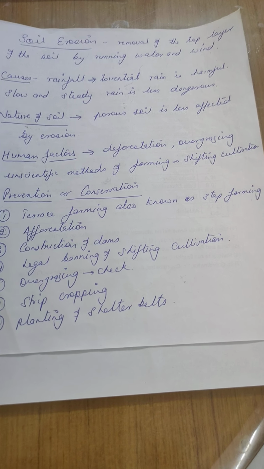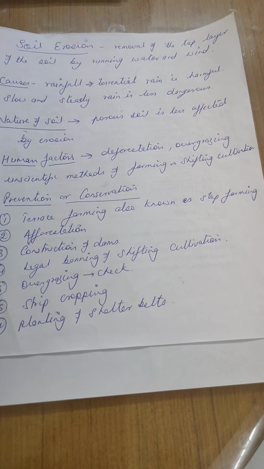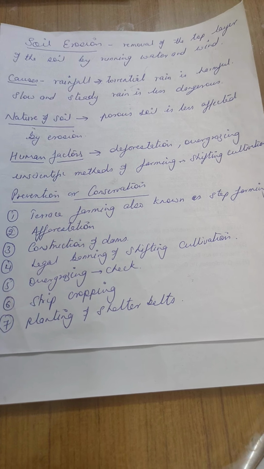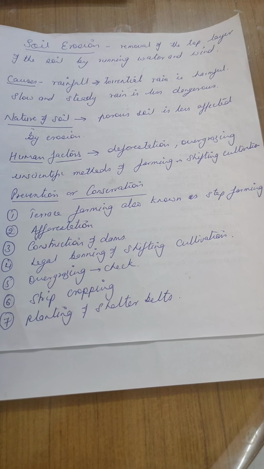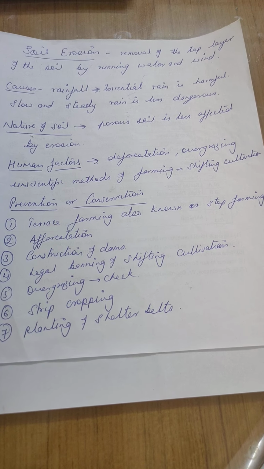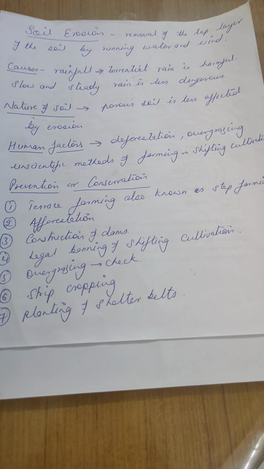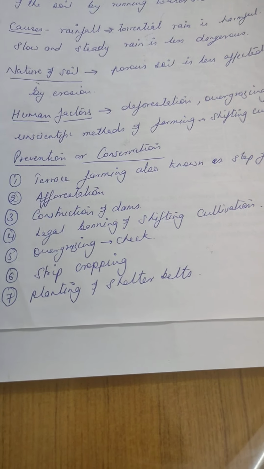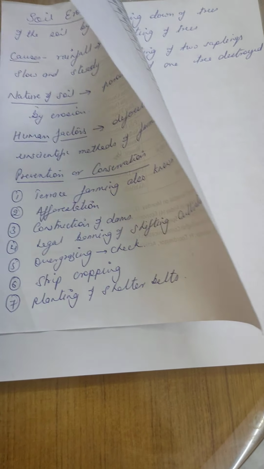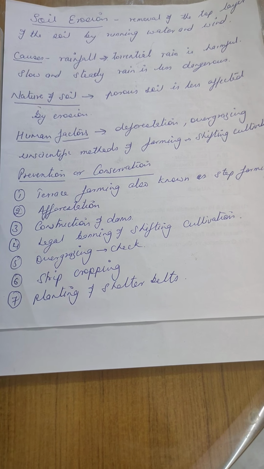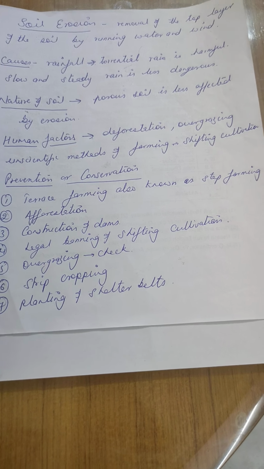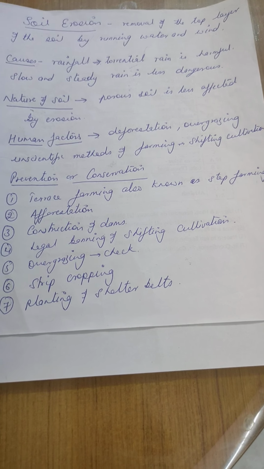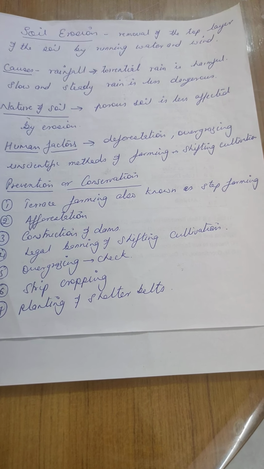Slow and steady rainfall is less dangerous because it gets seeped in and absorbed by the soil slowly and goes down and joins the groundwater. But if the rain is torrential, it is heavy and it happens for a short period of time, it causes a lot of damage. Next is nature of soil. If the soil is porous, it can absorb a lot of water and therefore does not get affected by heavy rainfall. But if the soil is non-porous, cannot absorb a lot of water, then it starts flowing with the water and therefore causes erosion.